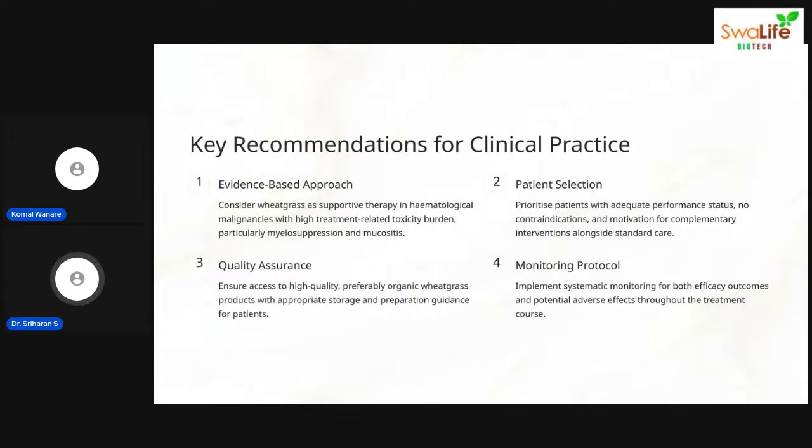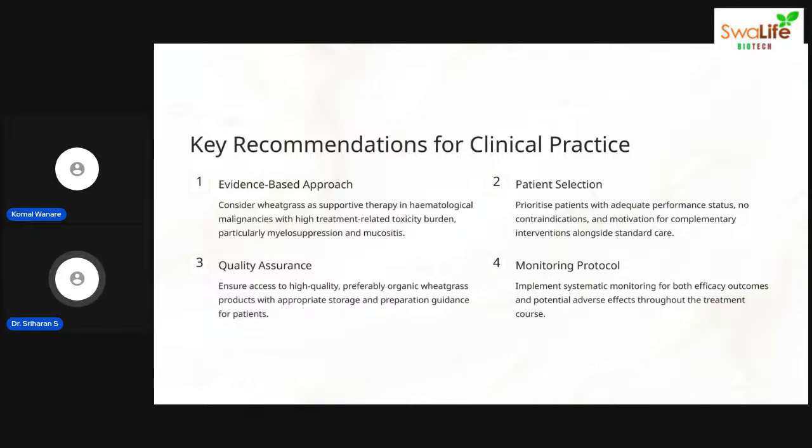So, key recommendation: we mostly look at the evidence-based approach alone. Wheatgrass is a supportive therapy in most hematological malignancies. It will help reduce treatment-related toxicity. Likewise, it will give evidence-based support and quality assurance.